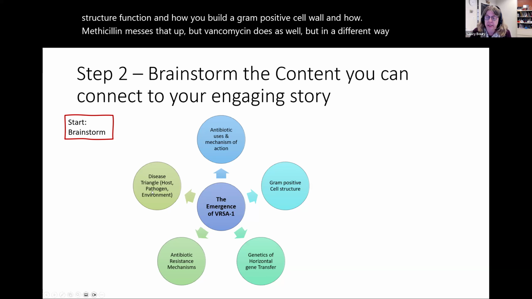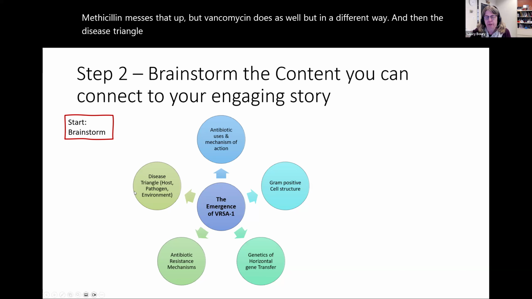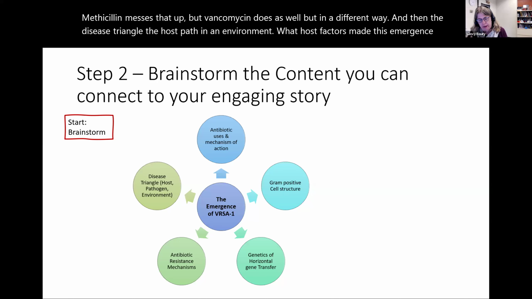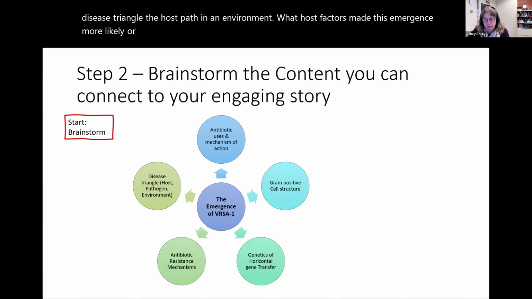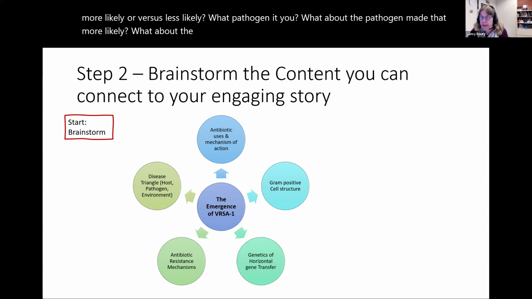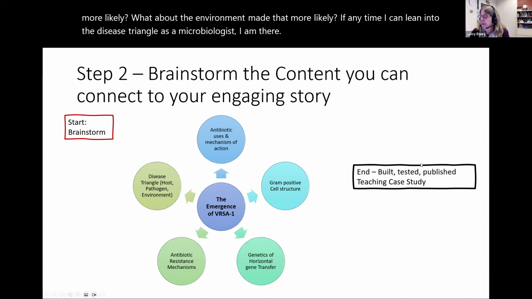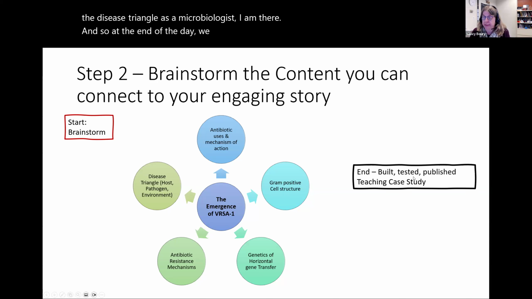And then the disease triangle: the host, pathogen, and environment. What host factors made this emergence more likely or less likely? What about the pathogen made that more likely? What about the environment made that more likely? If any time I can lean into the disease triangle as a microbiologist, I am there.